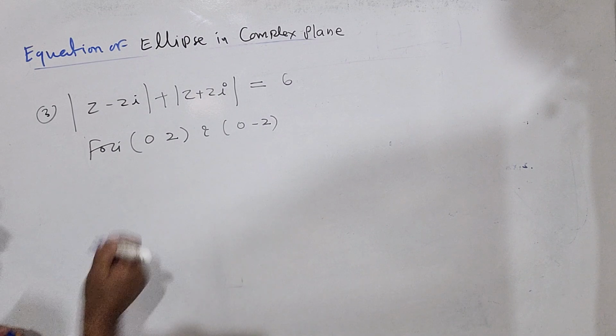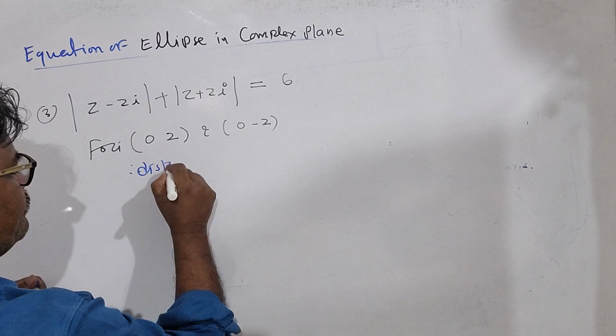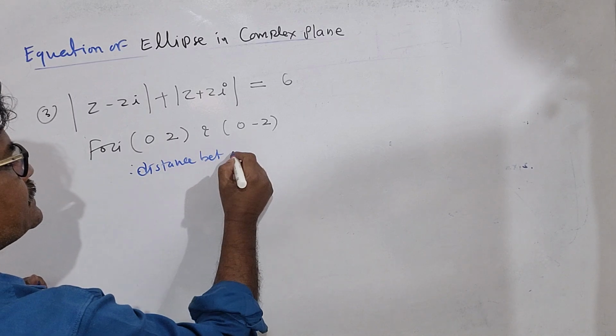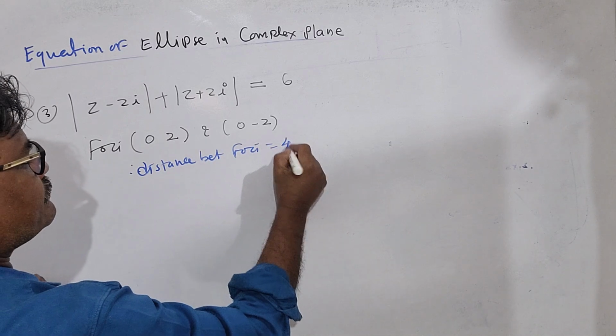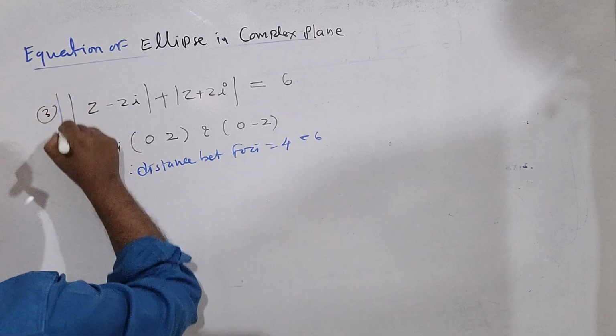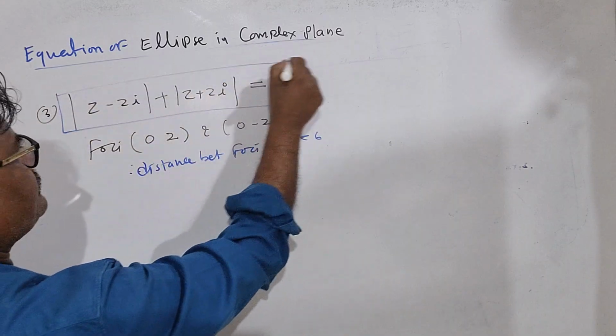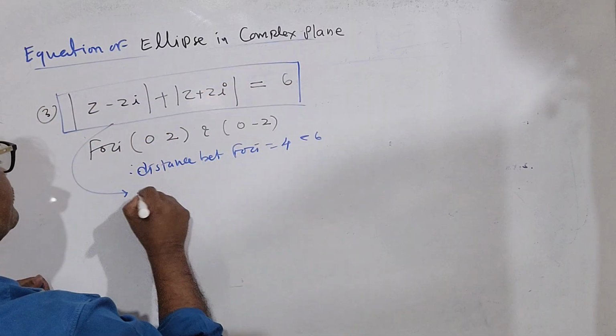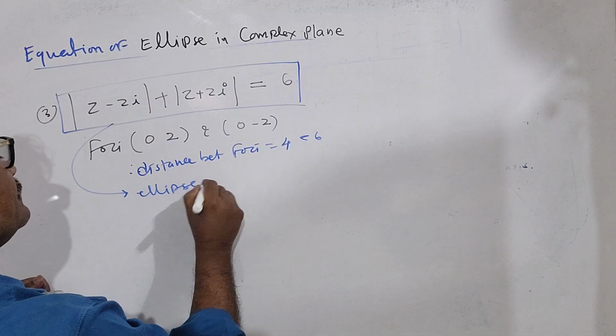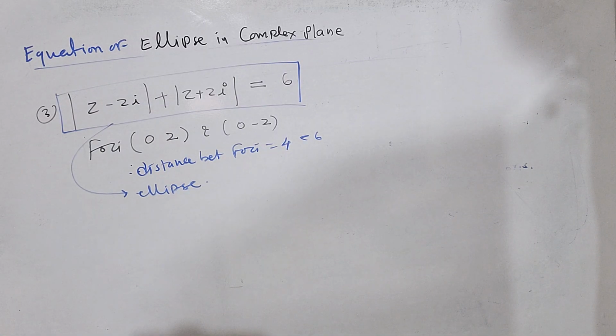Okay. And therefore you can say that the distance between the foci is 4, which is less than 6. Therefore this represents an ellipse. Okay, this is an ellipse. Now the question is, what is its eccentricity and what is the coordinate form of this ellipse?